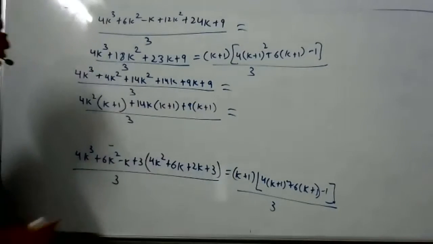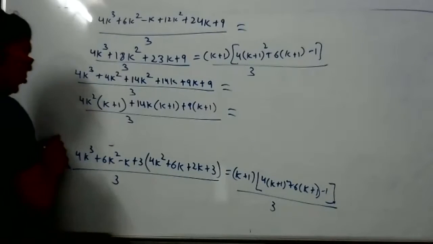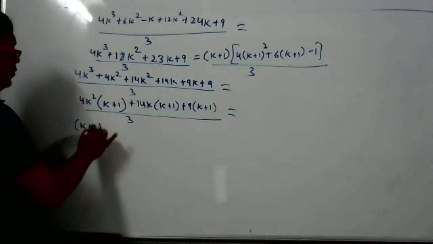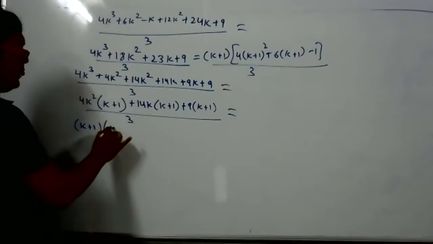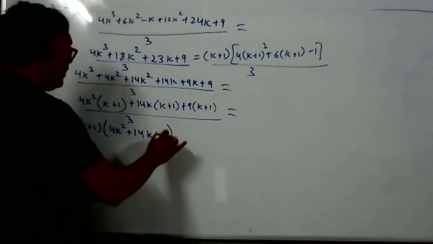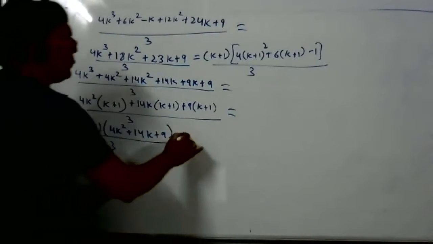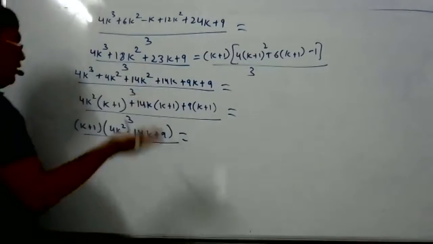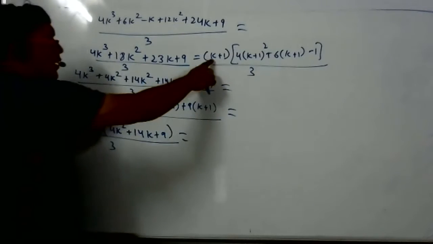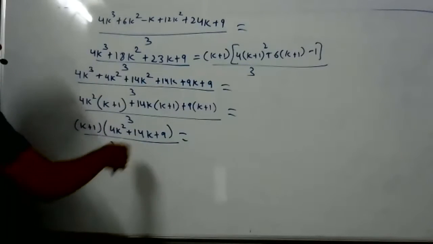Then in all the three terms, which factor is common? K plus 1. So you can see we are getting it as it is on the right hand side. K plus 1 went out. So what is remaining? 4k square plus 14k plus 9. Otherwise, I told you in the beginning only, if you expand the right hand side, you will get the same thing. So that also you can do. It is your wish. Now k plus 1 which we needed, we got. The remaining thing we have to get inside.